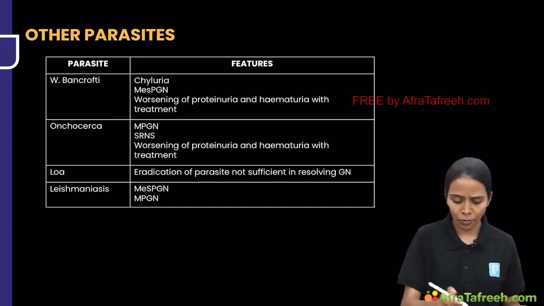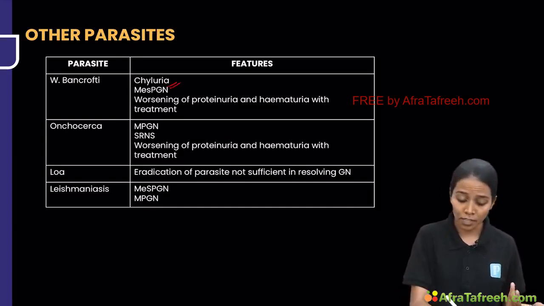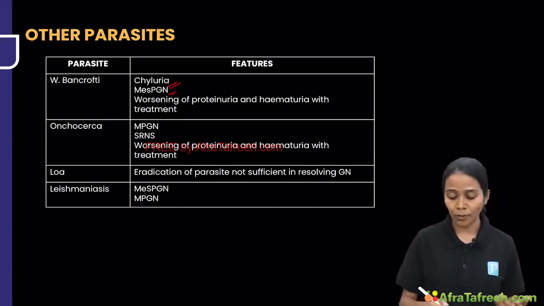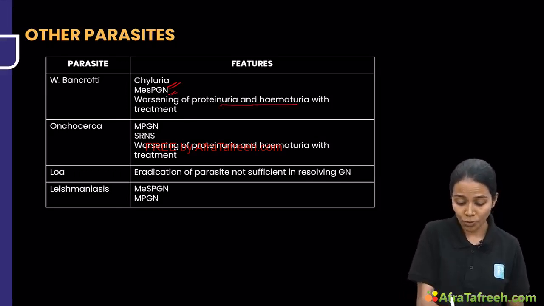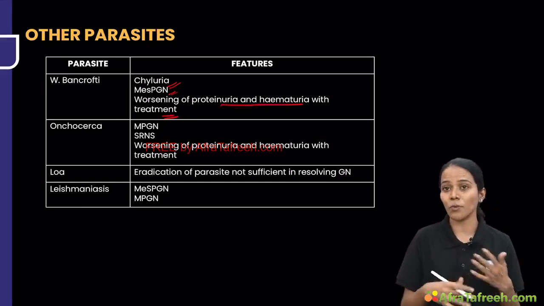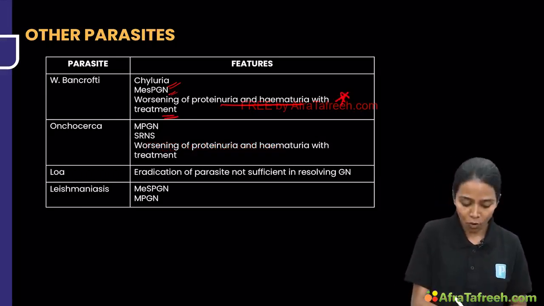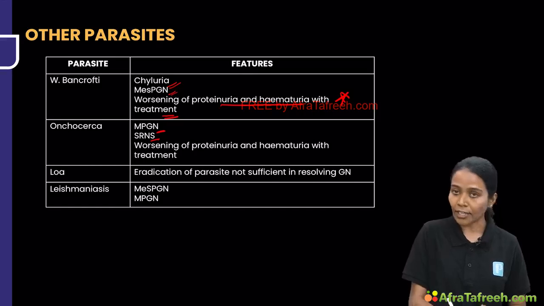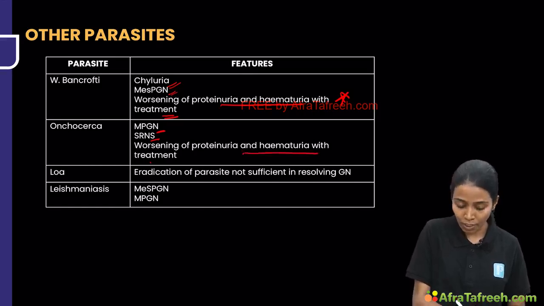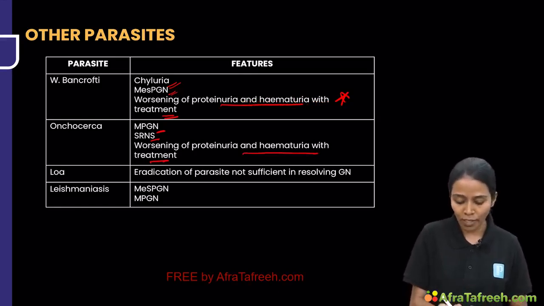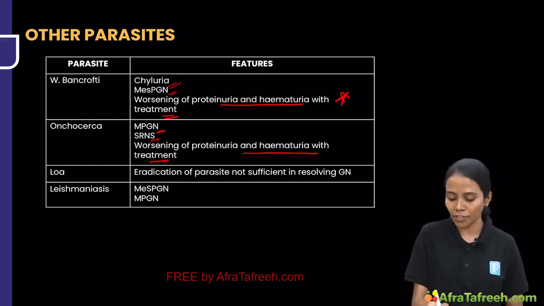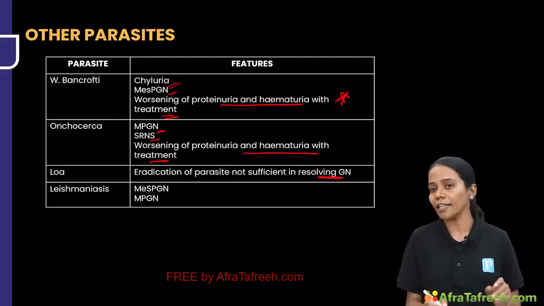Wuchereria bancrofti we know causes chyluria. It can cause mesangioproliferative glomerulonephritis. And there can be worsening of proteinuria and hematuria with treatment, okay, because the immune response is going to increase. Next is Onchocerca, which causes MPGN, SRNS, and again worsening of proteinuria and hematuria can occur with treatment. Same as this parasite, okay. Then, eradication of the parasite is not sufficient in resolving GN like in other infections.